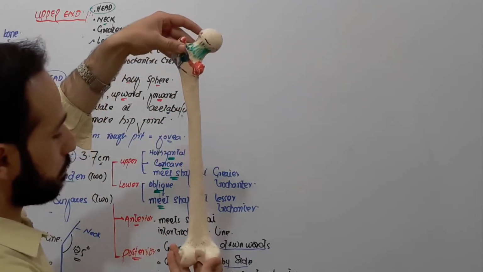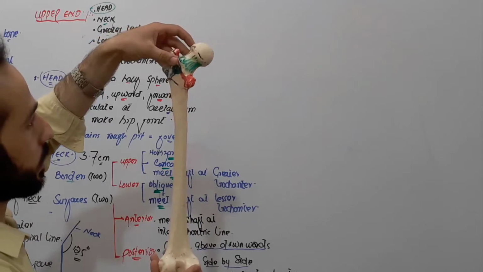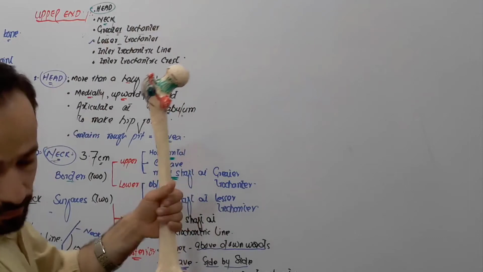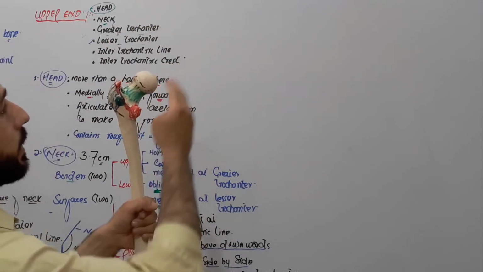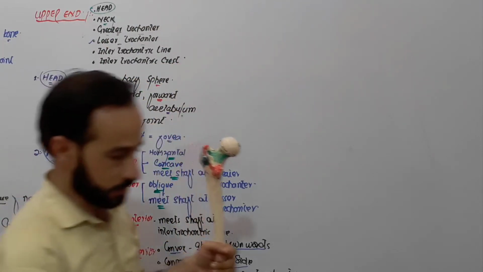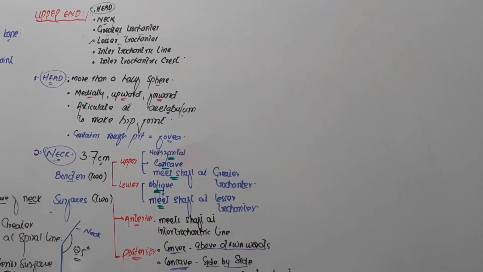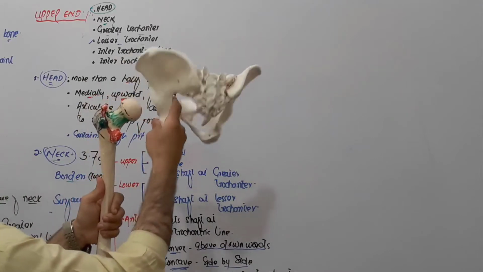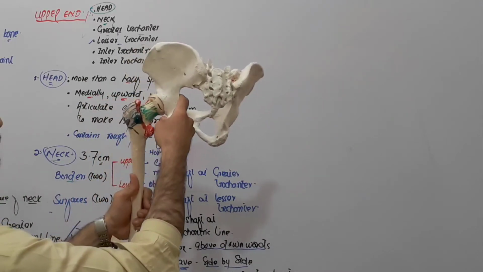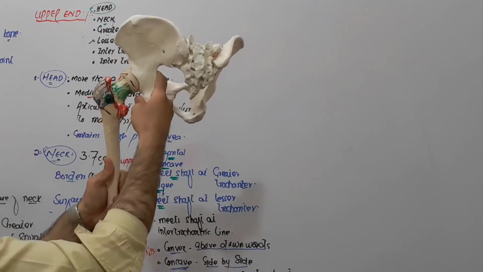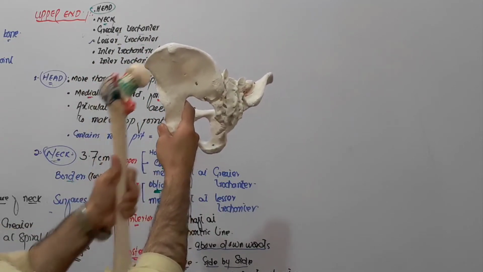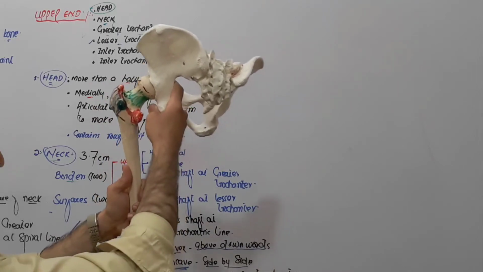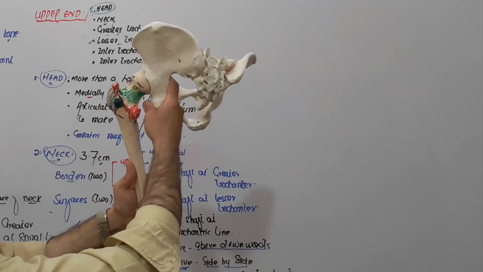Now let me position it in its real anatomical position. I told you that the head of the femur should be directing medially. Let me show you here. Yes, we have this pelvic bone. So look carefully. This is your pelvis, and this is the femur bone. So it should be like this. The head should be upward, medially, and a little bit forward. Then the shaft will be in this position.